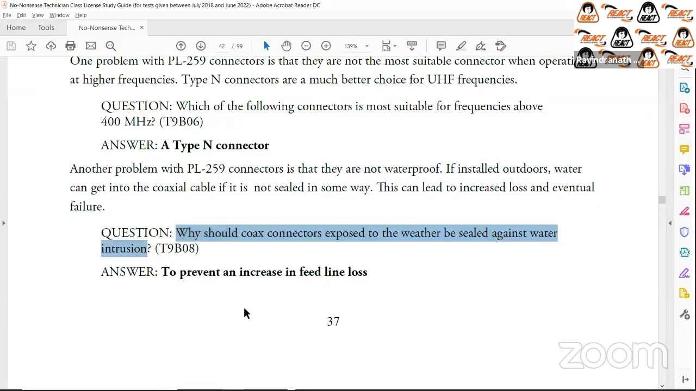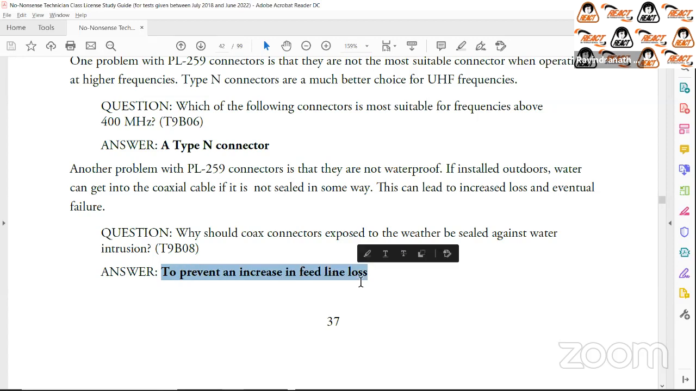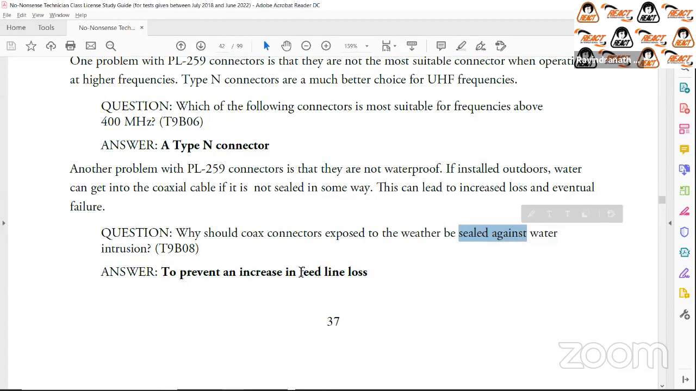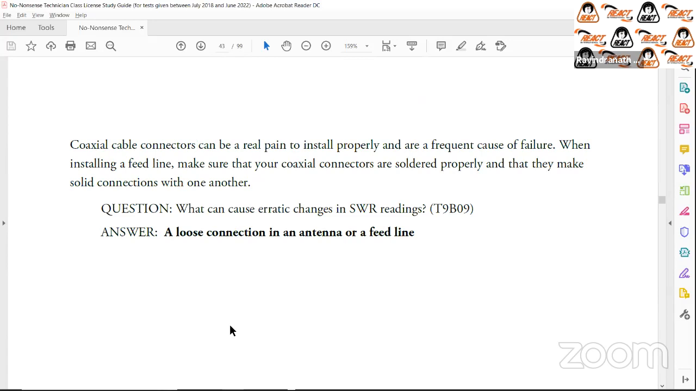Next question. Why should coax connectors exposed to the weather be sealed against water intrusion? Well, that's asking the question that we just discussed here. The reason is we don't want water to get inside of there because we want to prevent an increase in feed line loss. Remember, if water gets in there, you'll have more losses in the feed line. So we seal it to make sure that we do not have any additional feed line loss.